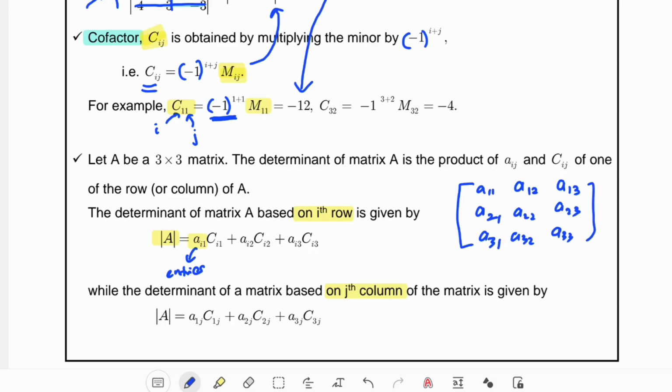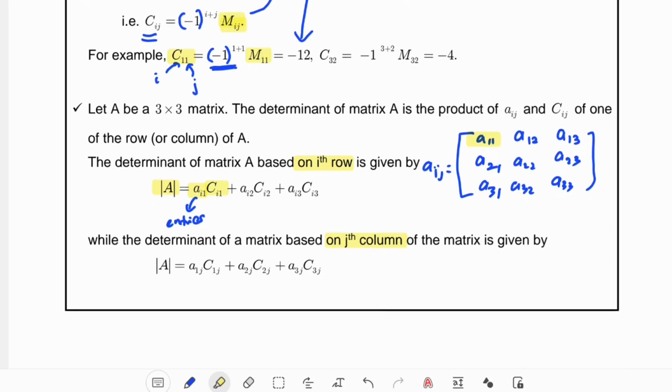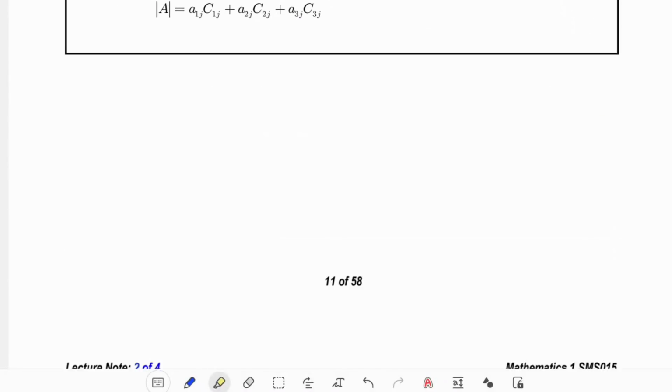Okay, so this is the A, this is the Aij, and then multiply with its cofactor. So the entry itself is multiplied by its cofactor. Right? So you just need to choose any row or any column. So we continue with the example to be more detailed.